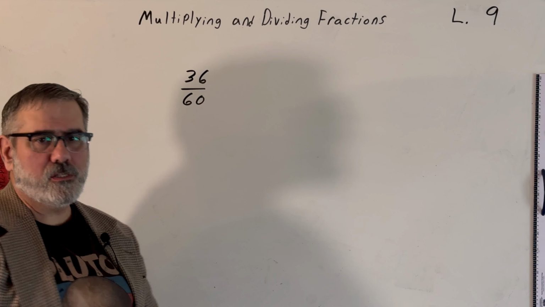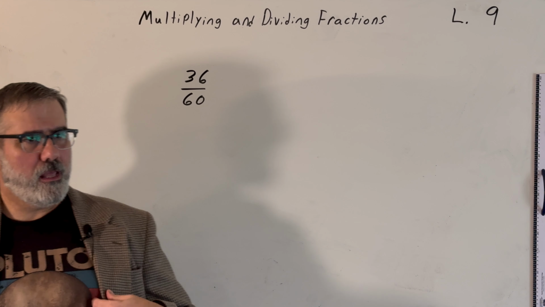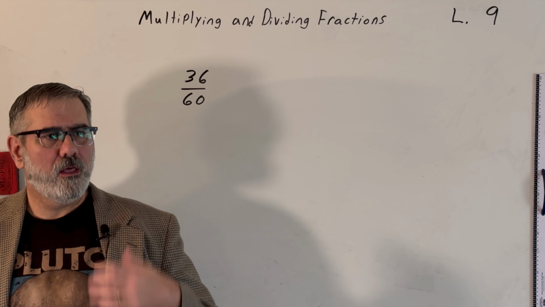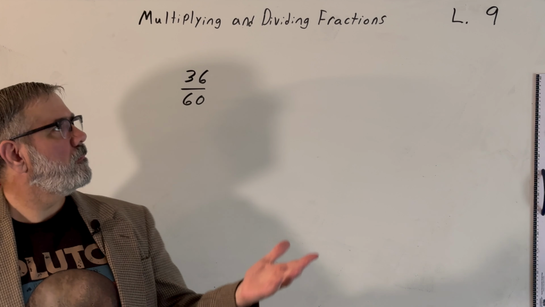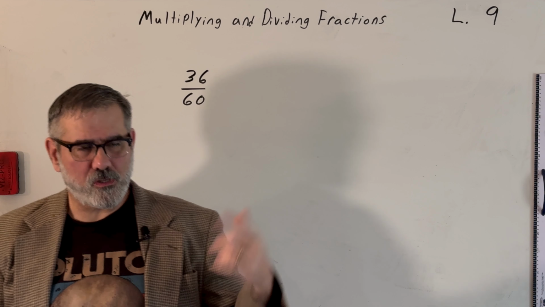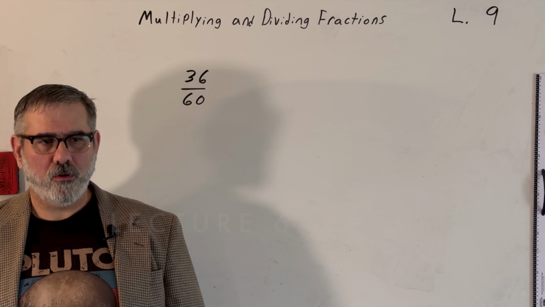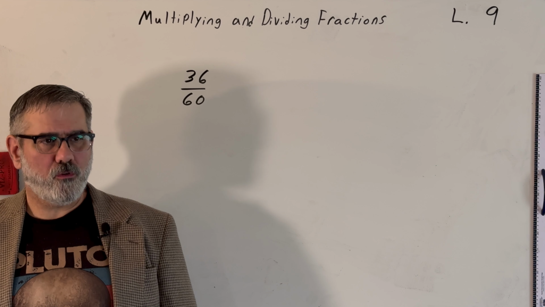Reduce 36/60ths. And just as a hint, this was one of the examples that we did for the greatest common divisor in lecture, what did I say, it was 7? Lecture 7. Feel free to reference that if you need to, or just do it from scratch here. So pause the video, do that, and come back when you're done.